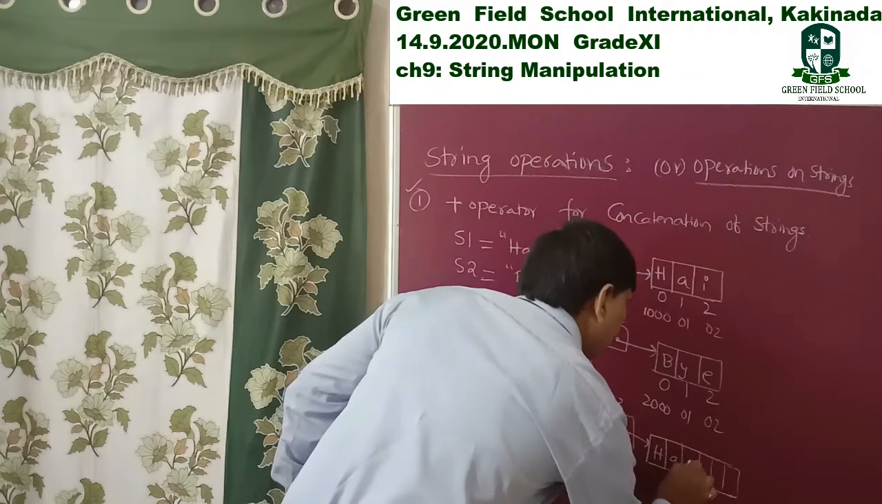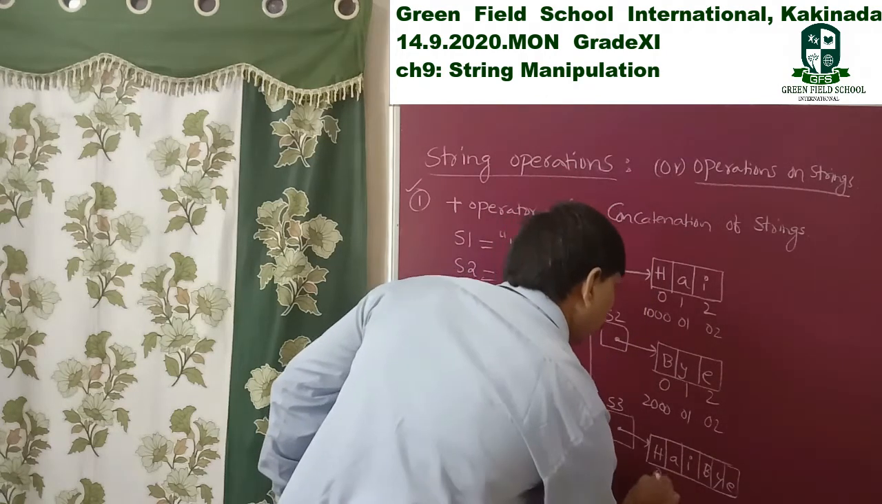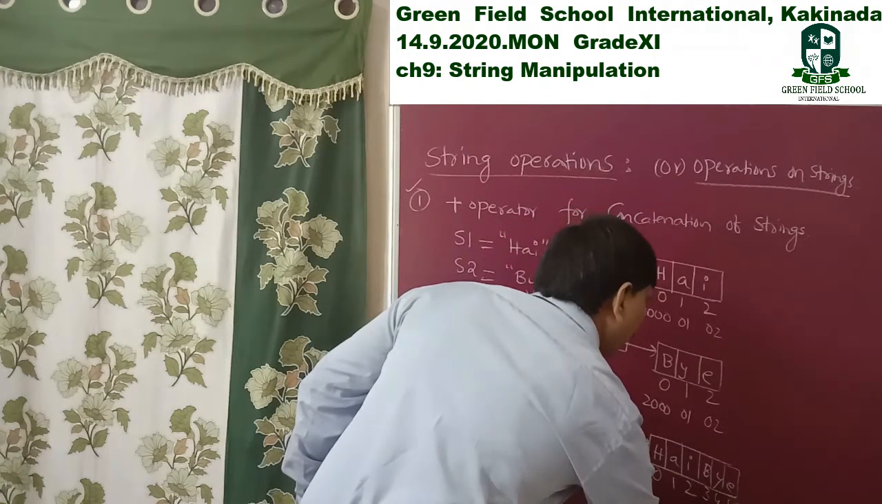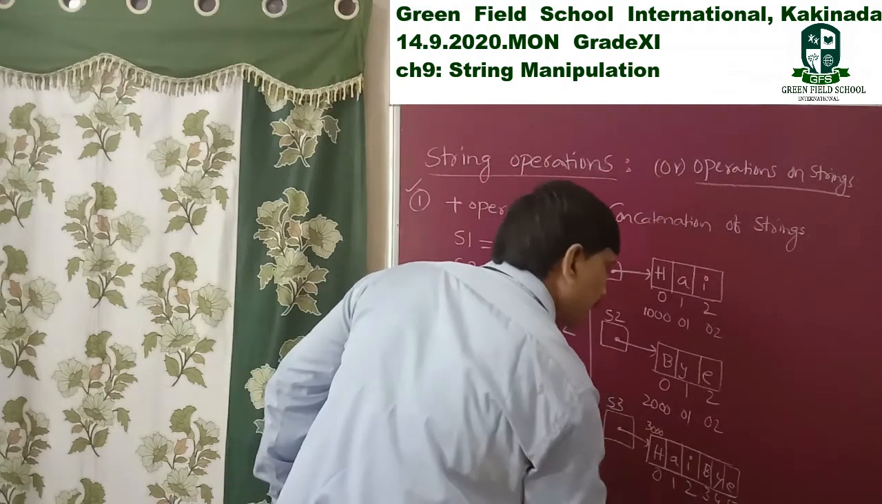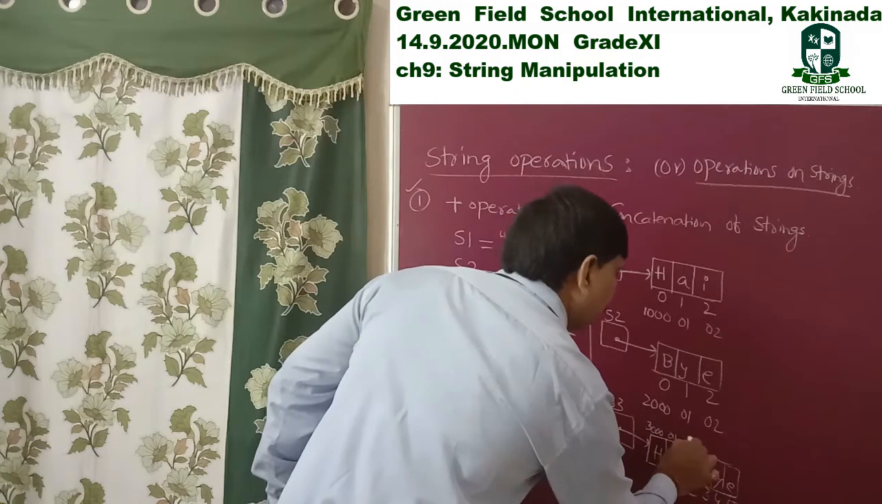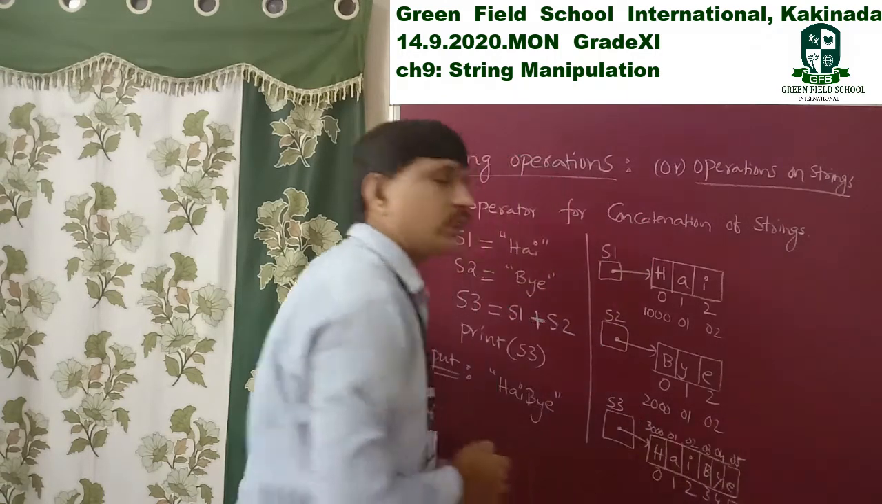Hi, bye. 0, 1, 2, 3, 4, 5. Okay, understood my point? This one is at memory address location 3000, 3001, 3002, 3003, 3004, 3005.